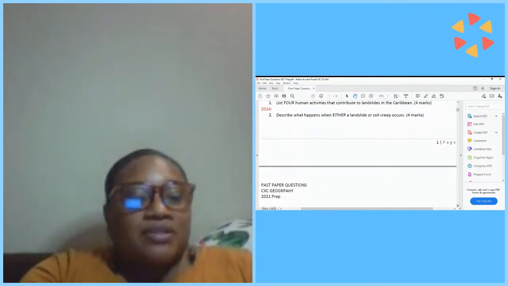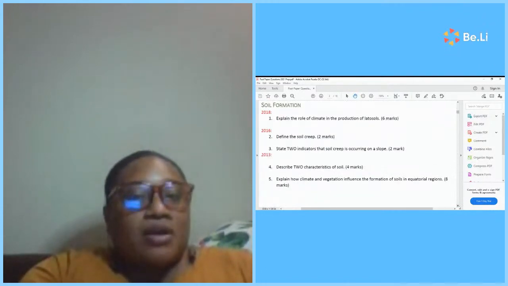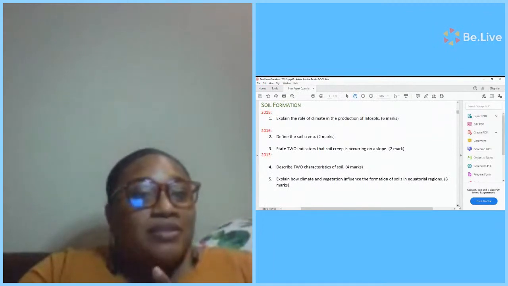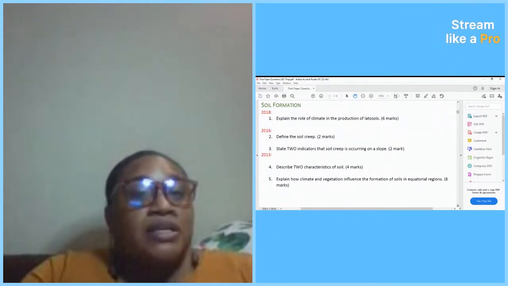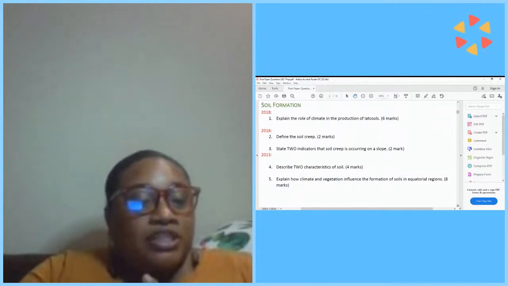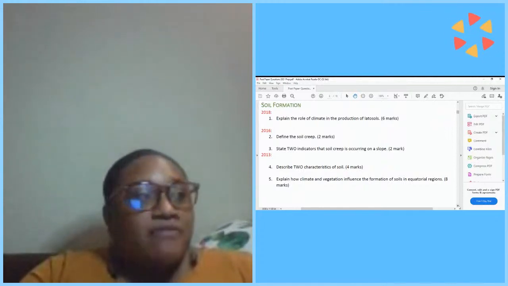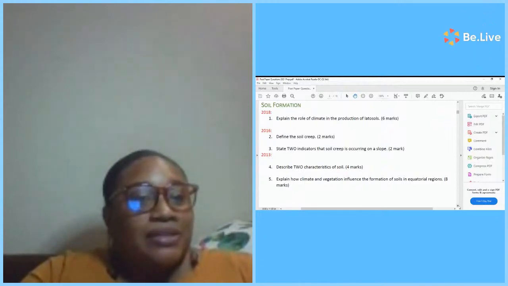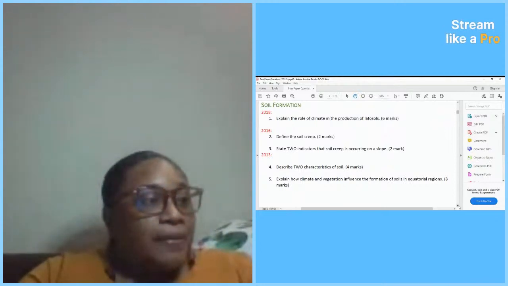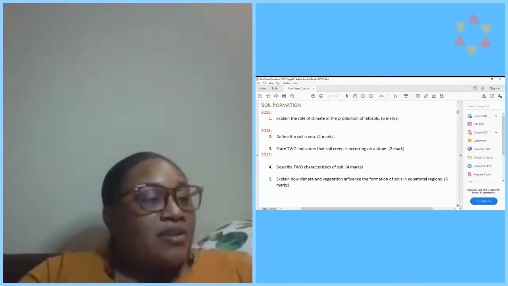So I will stop there, y'all. You see these topics on soil? You see these questions on soil? I need you all to learn to go and research these. Take a picture of this. You're seeing it in 2013, 2016. This is how soil, in terms of soil formation. Very good, Jassy. Very good.